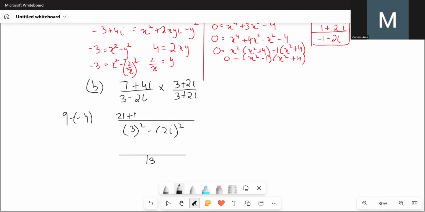21 plus 14 iota plus 12 iota and minus 8, because iota squared is going to be minus 1 and 4 times 2 is 8. So we're getting 13 plus 26 iota over 13, which becomes 1 plus 2 iota after simplification. That's B part 1.